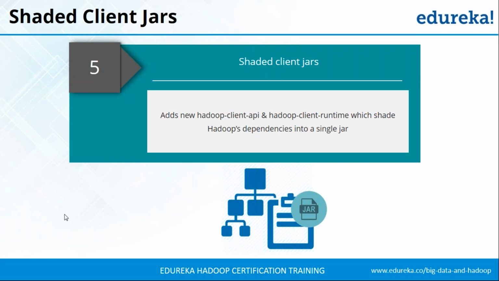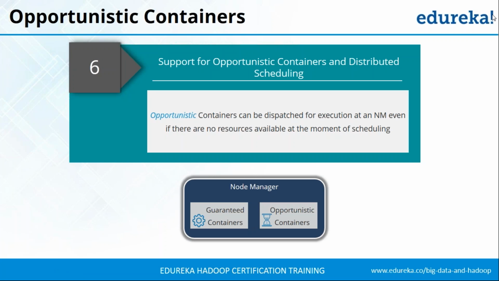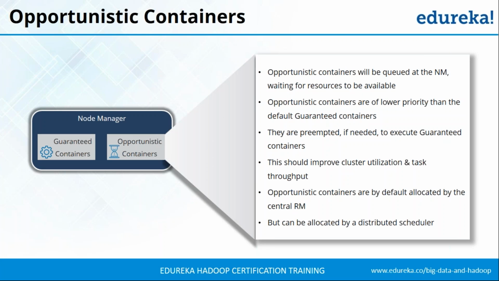We'll move forward and understand opportunistic containers. Basically in Hadoop 3, a new type of container has been introduced, which is called opportunistic containers. Earlier we had only guaranteed containers, but now we have opportunistic containers. Let me explain what it is. These opportunistic containers can be dispatched for execution at a node manager even if there are no resources available at the moment of scheduling.